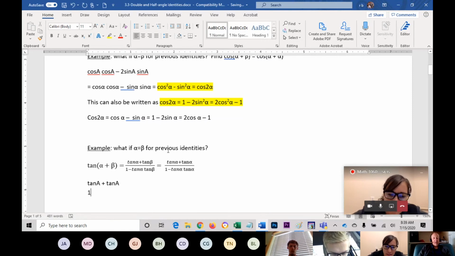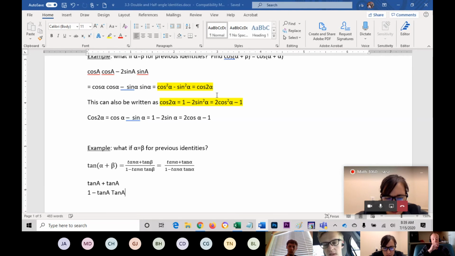That's why I'm confused, because you have the alpha and beta for that. Does it stay the same as the identity? So it's 1 minus the tangent of alpha, tangent of beta, right? But beta is alpha, so you just replace the beta with alpha. That's what we're doing. Okay, gotcha.